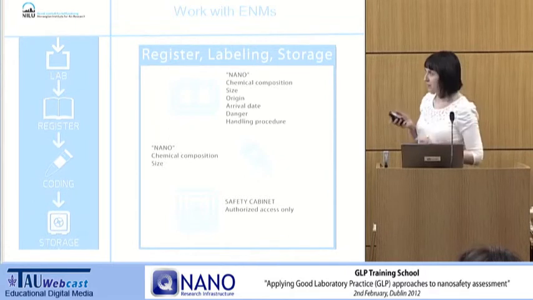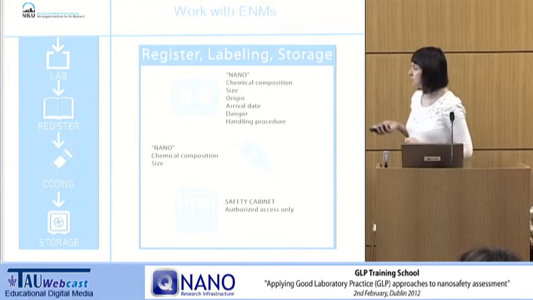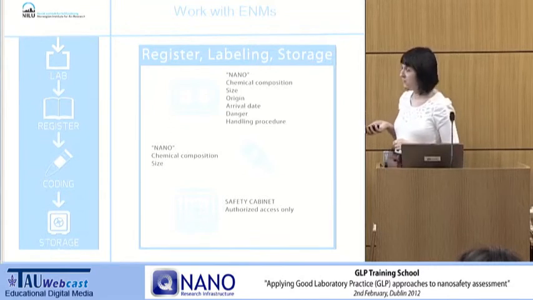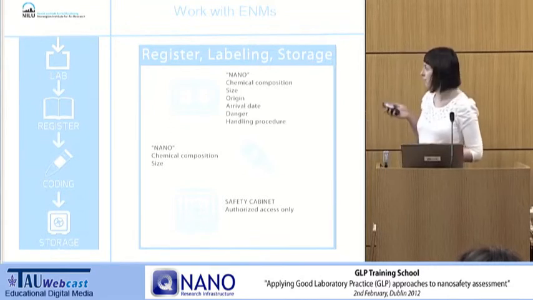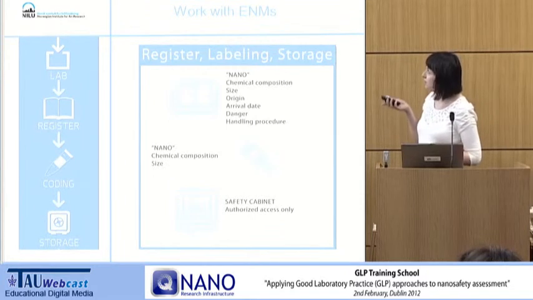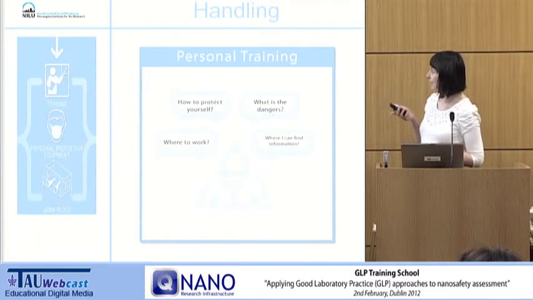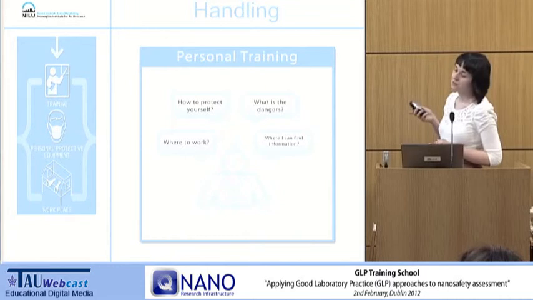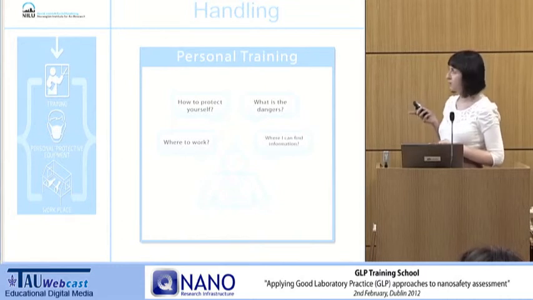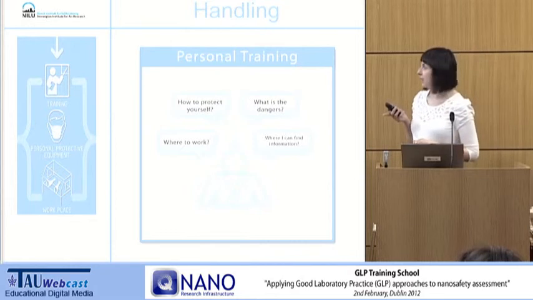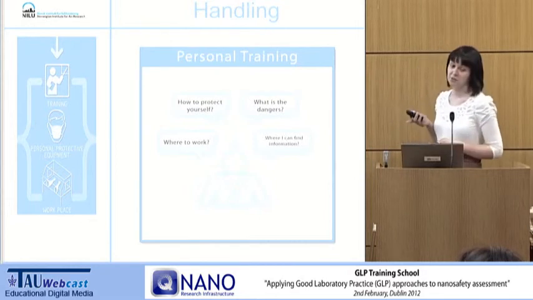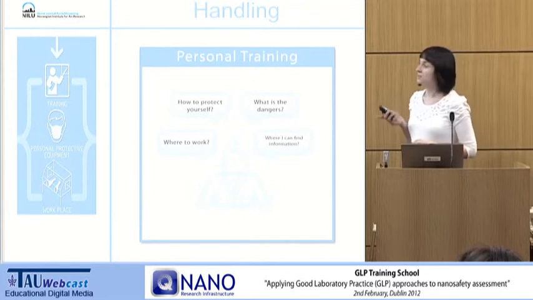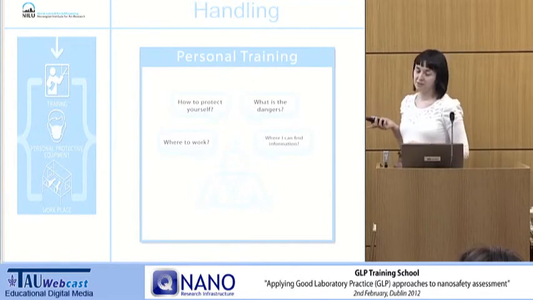When I put all this information on the small flask, I need to close it in special places. Only people who work in the lab have access to these places. So when I make these 3 things, I can think about making experiments. Before I start experiments, I need to ask these 4 questions. Do I know where I can work with the nanoparticles, how I can protect myself and people who work at the same time in the lab, what is the danger connected with the nanoparticles, and what is the most important, where I can find information.